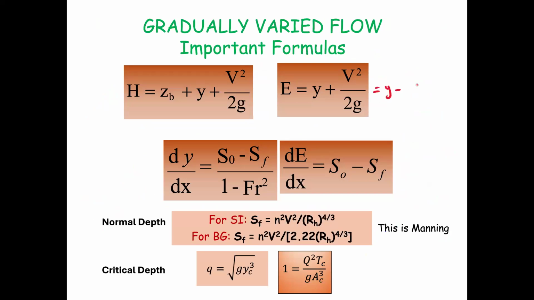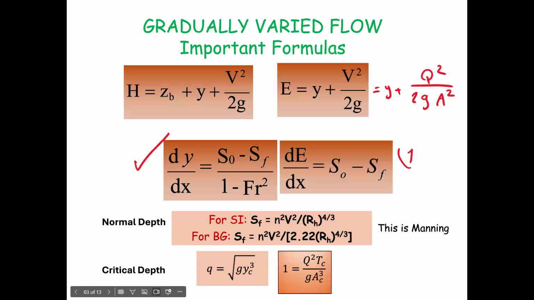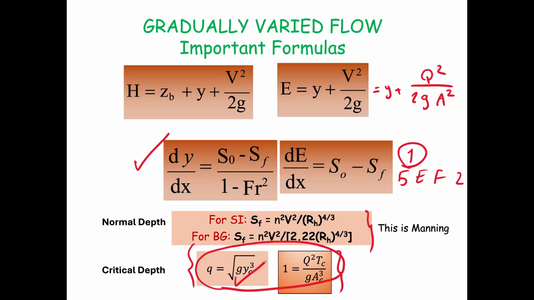This could be written as Q squared over 2gA squared. And you need this one as well for the first method, which is in module again 5 EF2. You don't need to use it for the question that I solved last session. You need these ones for both of them and these ones for both of them. For critical flow, you have to use that. This one for rectangular, this one for the rest of cross sections.